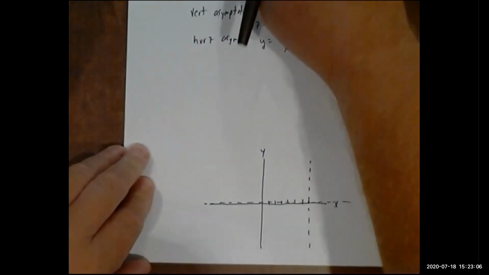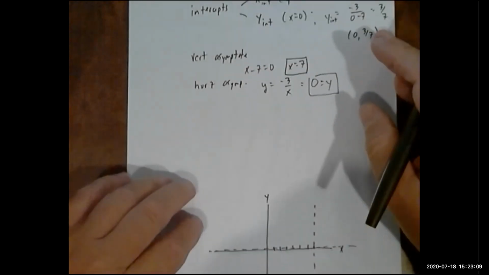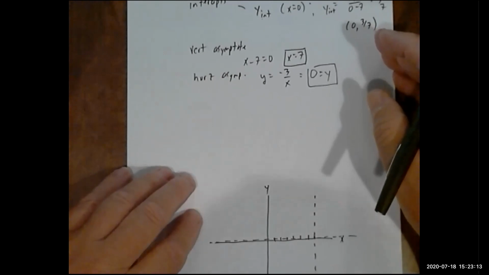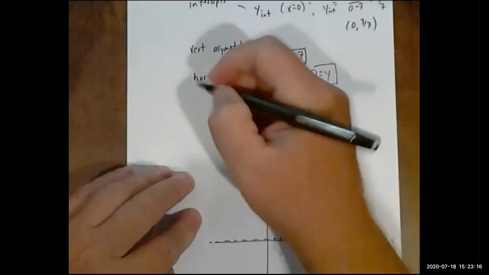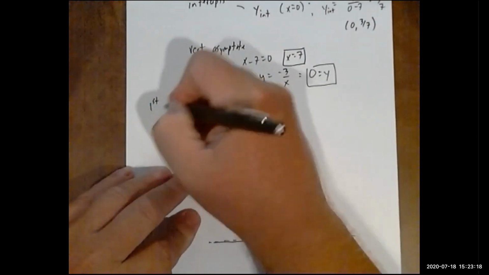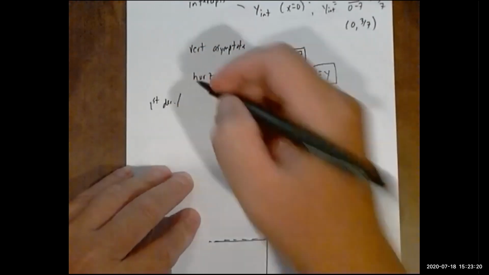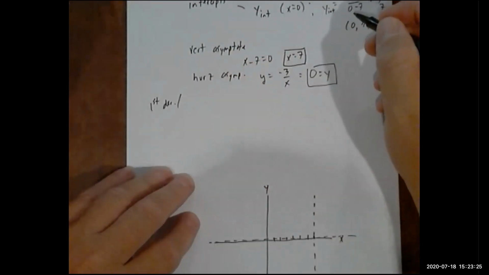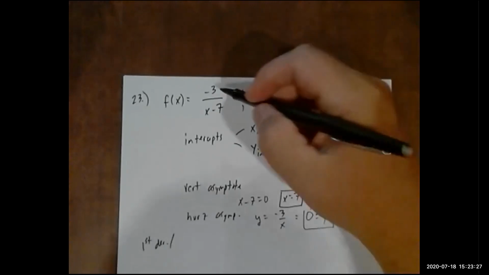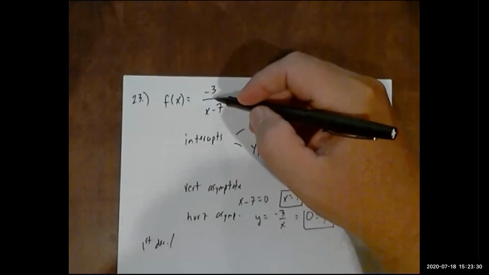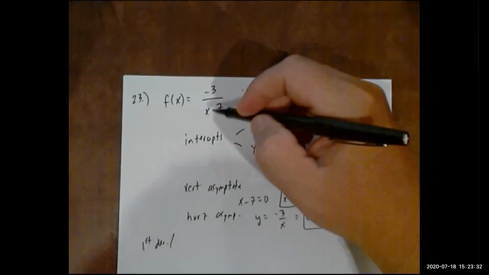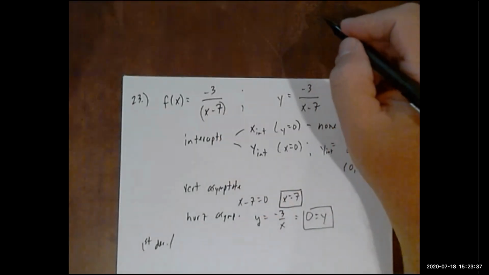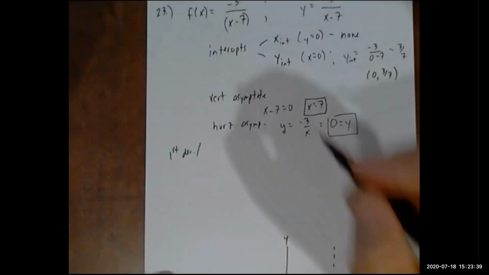So let's go ahead and now look at the first derivative. Remember, the first derivative will give us any maxes or mins, and we can figure out increasing or decreasing. So first derivative. Now, I'm looking at my function. I could use quotient rule, or I could move this to the top and sort of use a chain rule concept, which I think I'm going to do.